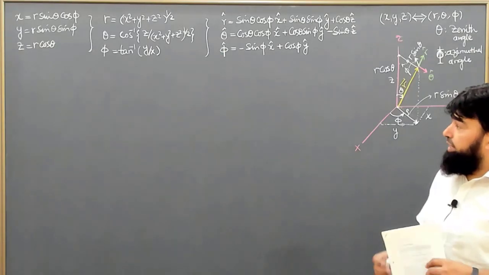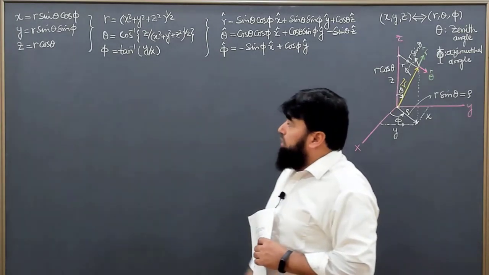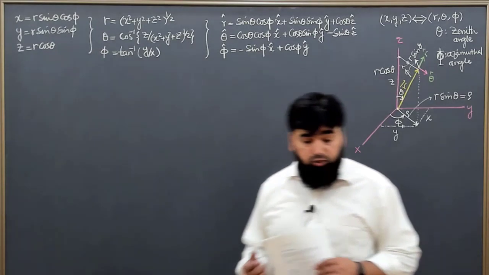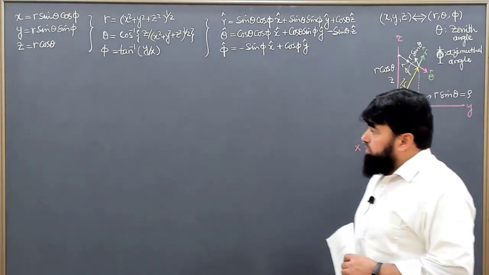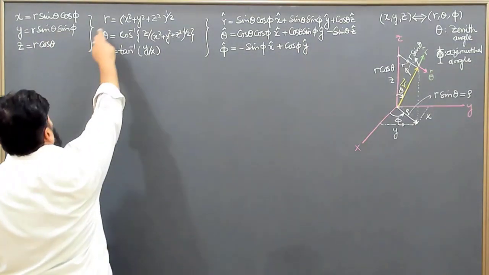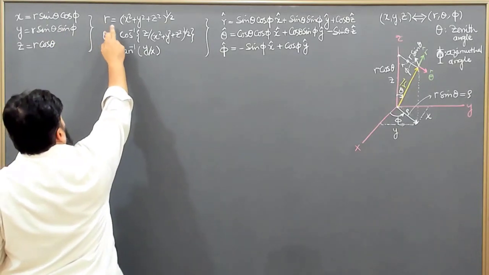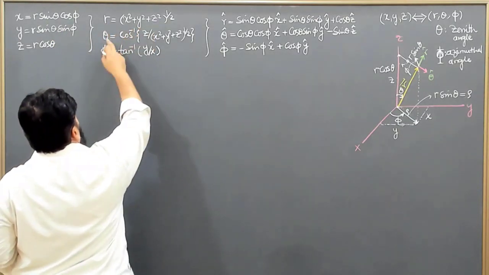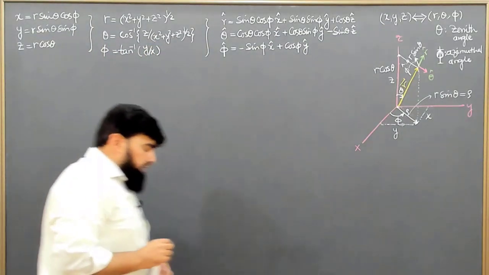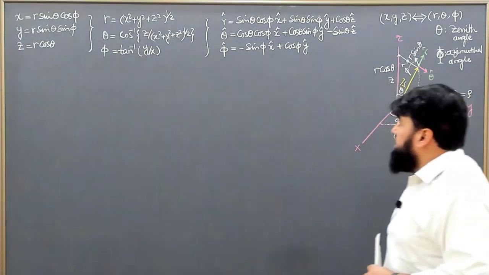So far we have derived that x is equal to this in terms of r, theta and phi, y is equal to r sin theta sin phi, and z is equal to r cos theta. We converted the x, y, z into r, theta, phi with the help of this, and then r we write in terms of x, y, z. Similarly, theta we write in terms of x, y, z, and phi we write in terms of x and y because it is planar in nature.